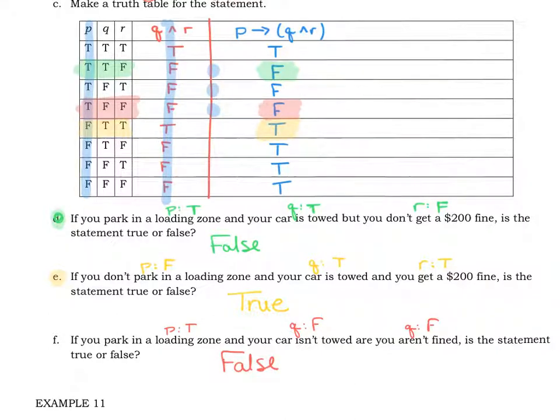So if you parked in a loading zone and those two things didn't happen, you didn't get towed and you didn't get fined, then from a logical standpoint, their claim is false. Now, in the real world, you probably just didn't get busted, right? You stay there long enough, you're going to get towed and fined. But in this case, their claim would be false.